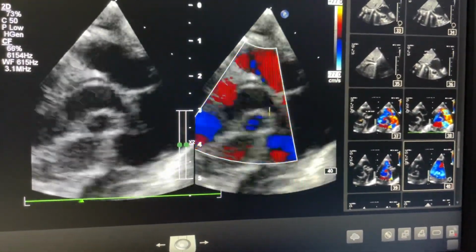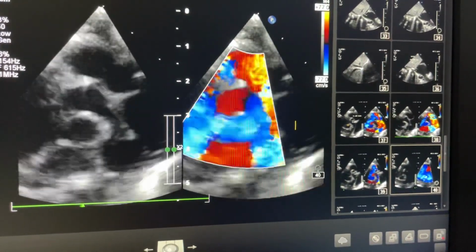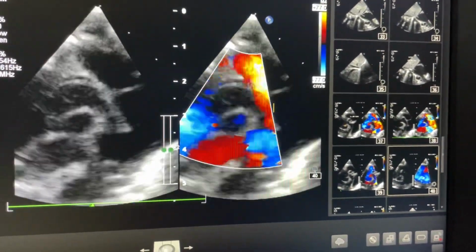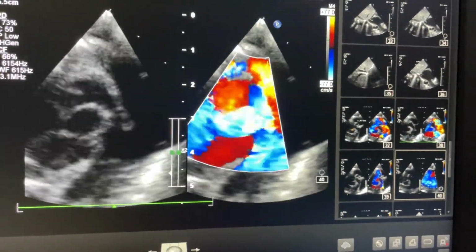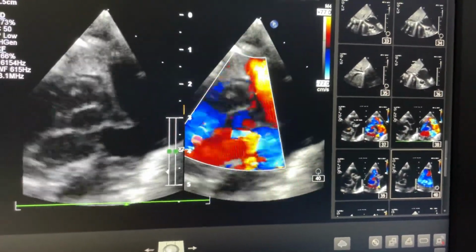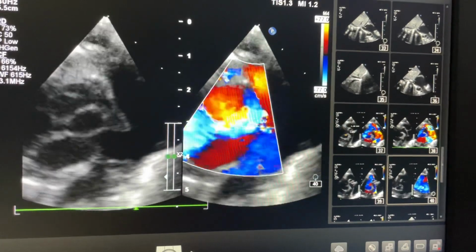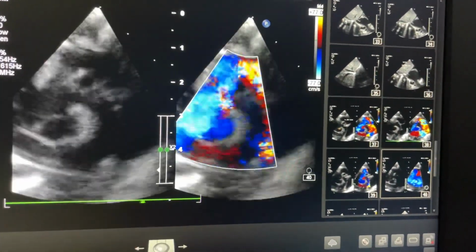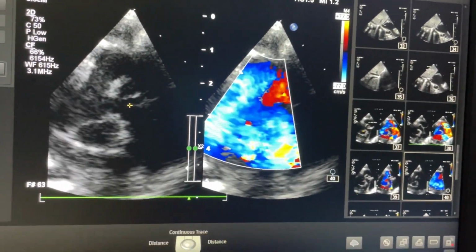This is the aortic arch, and this is abnormal flow. That is the straight vein joining the left innominate vein. This is the superior vena cava. The blue flow is the superior vena cava. A little bit of red, I just want to show you the red flow.